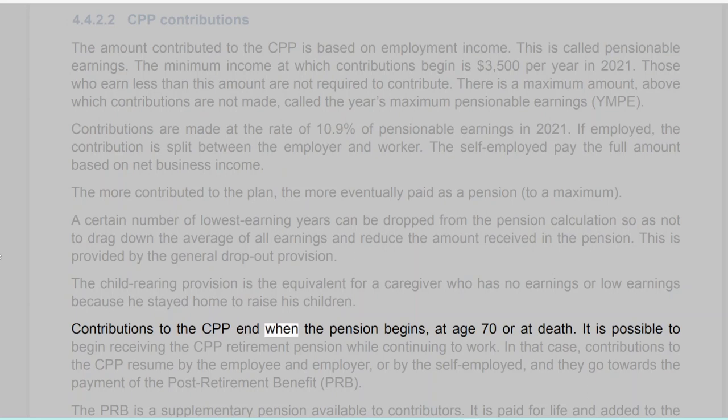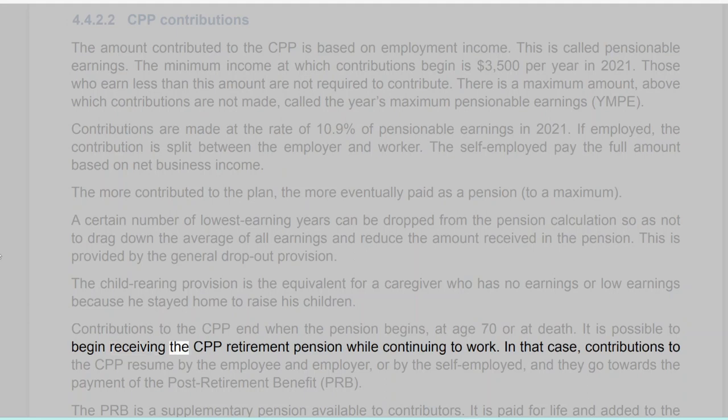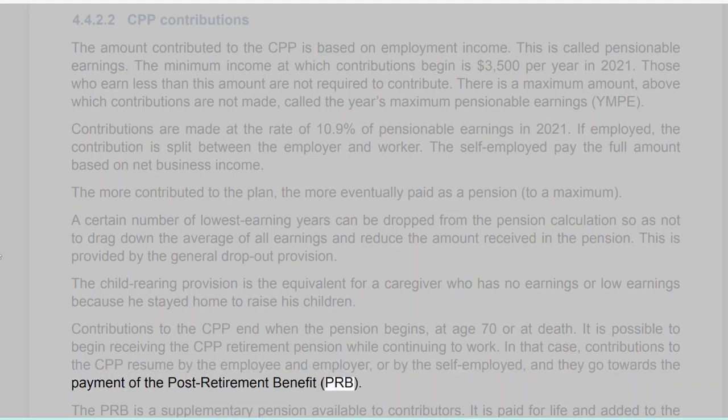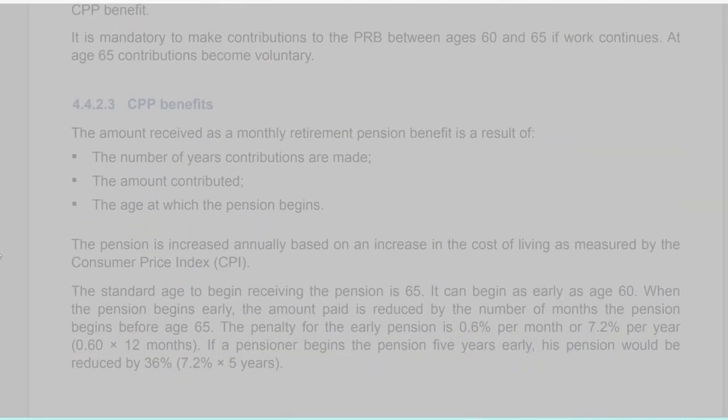Contributions to the CPP end when the pension begins, at age 70, or at death. It is possible to begin receiving the CPP retirement pension while continuing to work. In that case, contributions to the CPP resume by the employee and employer, or by the self-employed, and they go towards the payment of the post-retirement benefit, PRB. The PRB is a supplementary pension available to contributors. It is paid for life and added to the CPP benefit. It is mandatory to make contributions to the PRB between ages 60 and 65 if work continues. At age 65, contributions become voluntary.